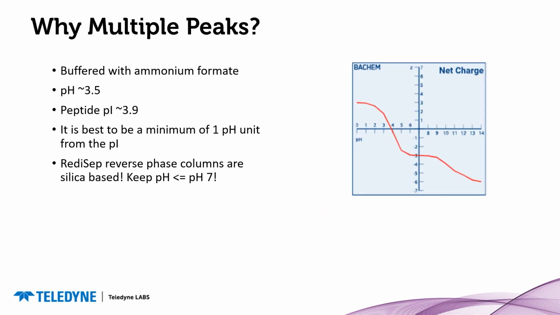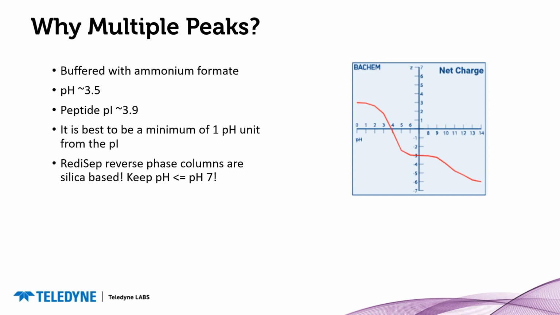The customer shared the peptide sequence with me. I used a nice tool on the Bachem website to calculate the peptide's pI. The pI is the pH where the molecule has a net neutral charge. This does not mean that the molecule is not ionized. It means only that all of the charges balance out. The method was buffered at pH 3.5, but the pI was 3.9. It is best to be at least 1 pH unit away from the pI to maintain a stable charge state.